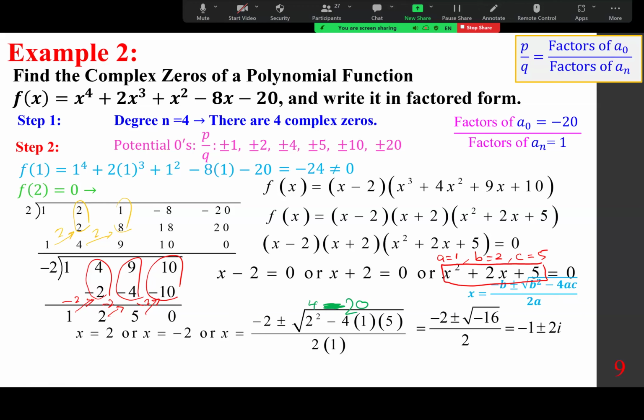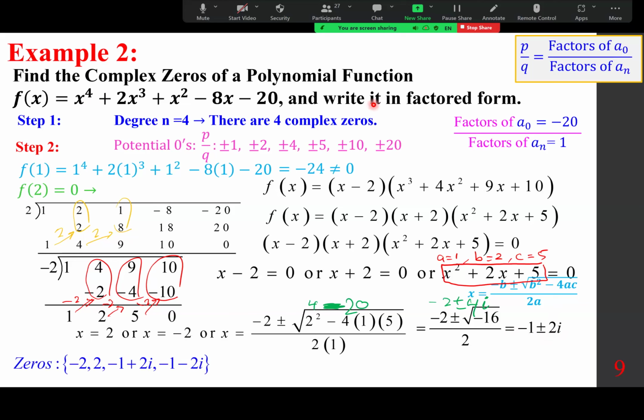Let me show you why this is the case, because this becomes minus 2 plus minus 4i, and as you can see, you can divide by 2. This gives you -1, this gives you plus minus 2i. So what are the zeros? You have 4 zeros. One of them is 2, one of them is -2, and these are, as of course expected, happening in pairs: -1 plus 2i, -1 minus 2i.